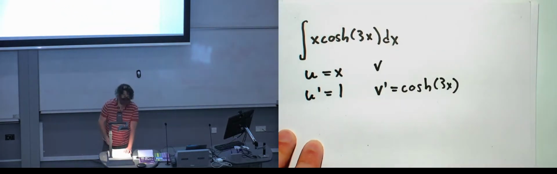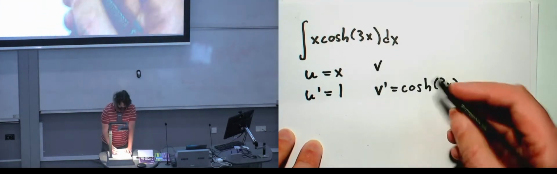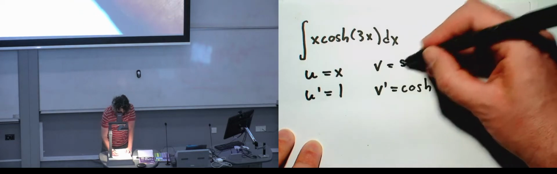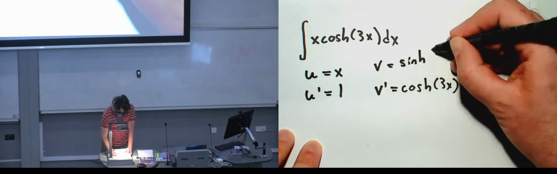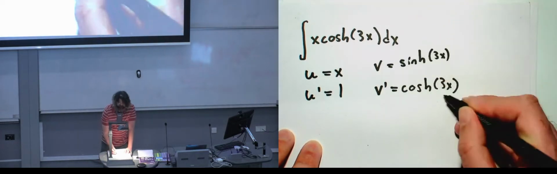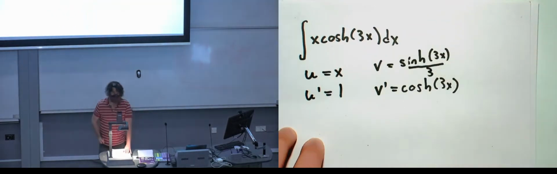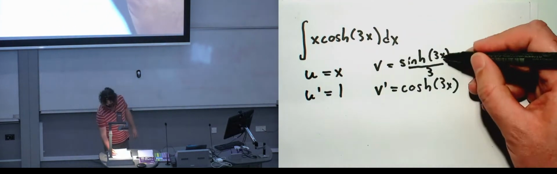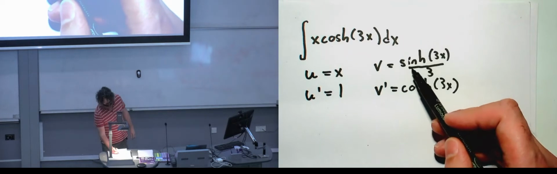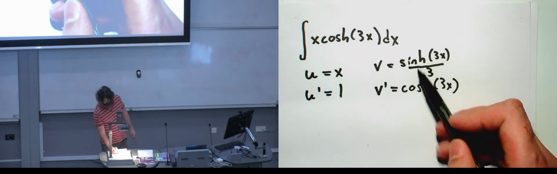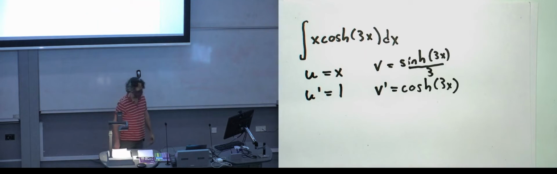When we integrate that, the integral of hyperbolic cosine, as we've gone over, is the hyperbolic sine. But then we also need to divide by 3 in order to account for the 3x that occurs here. If we do the chain rule here, the derivative of the hyperbolic sine is hyperbolic cosine, and then times 3. So we need to divide by 3 in order to make up for that.